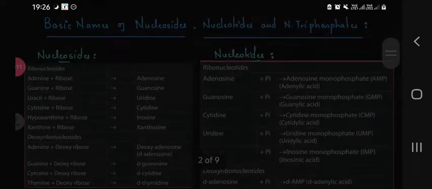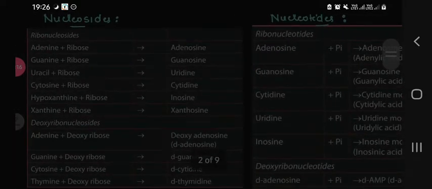Basic names of nucleosides, nucleotides and nucleoside triphosphates. Nucleosides: adenine plus ribose, adenosine; guanine plus ribose, guanosine; uracil plus ribose, uridine; cytosine plus ribose, cytidine; hypoxanthine plus ribose, inosine; xanthine plus ribose, xanthosine. Deoxyribonucleosides: adenine plus deoxyribose, deoxyadenosine; guanine plus deoxyribose, deoxyguanosine; cytosine plus deoxyribose, deoxycytidine; thymine plus deoxyribose, deoxythymidine.